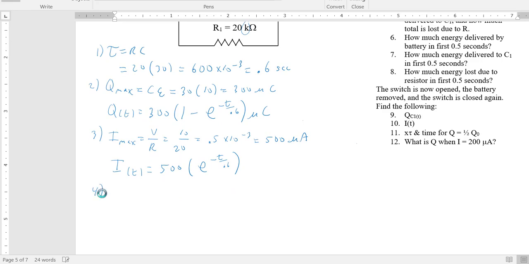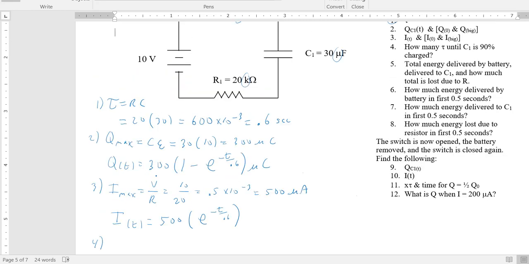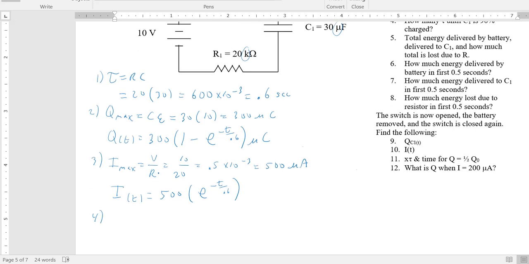Number four, how many time constants until the capacitor is 90% charged? Okay, so we're looking at this equation, and I'm just going to write it this way. Q as a function of time equals Q max, and then 1 minus e to the negative t over tau. So we want to know how many taus is t. We're going to solve for t.